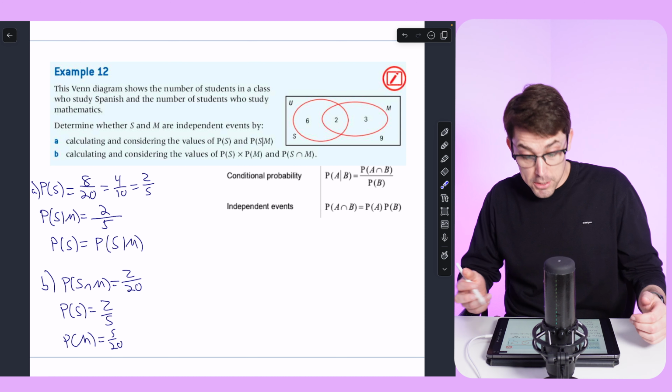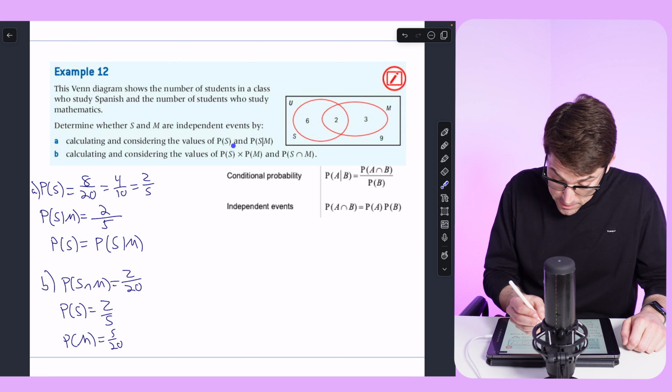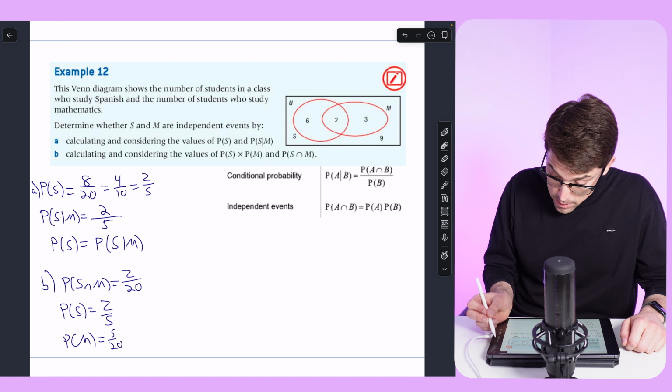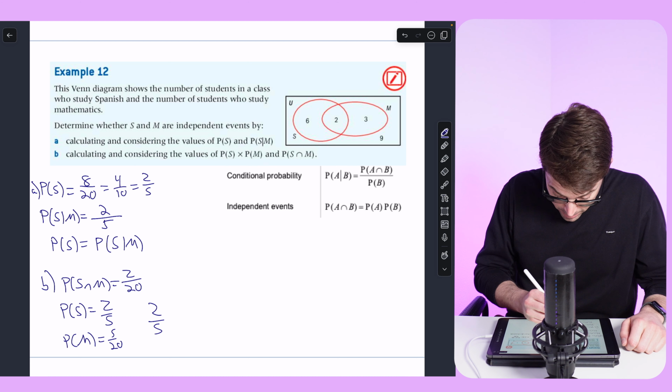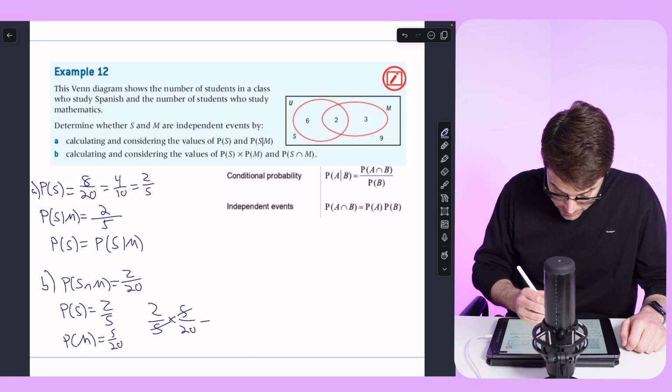Now if I multiply these two, the probability of S times the probability of M, that's 2 out of 5 times 5 out of 20. The 5s cancel, giving me 2 over 20. So I can see that the probability of the intersection of these two is equal to the probability of one times the probability of the other, which again is one of my definitions for them being independent.